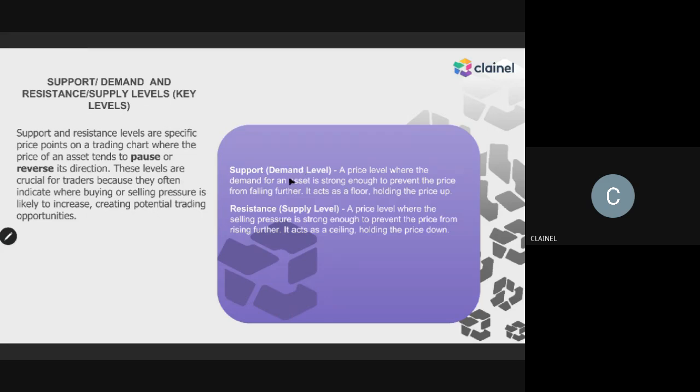Support, or demand, is a price level where demand for an asset is strong enough to prevent the price from falling further. Yes, this explains it a lot. When price is approaching your demand level, this level is strong enough to prevent price from falling further. But here's the truth. You can identify your demand and supply levels, and you see price got there two or three times and reacted from there. The fourth time it got there, it broke down, it didn't respect it, and you're confused.